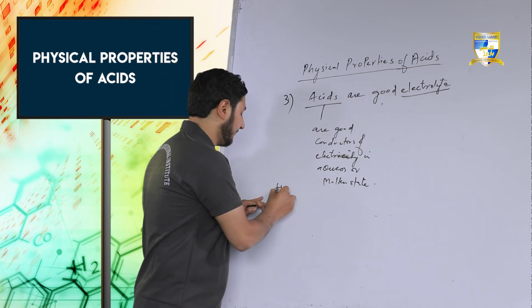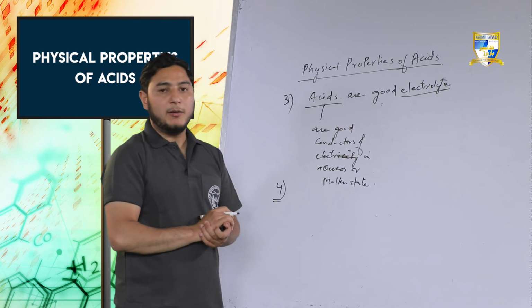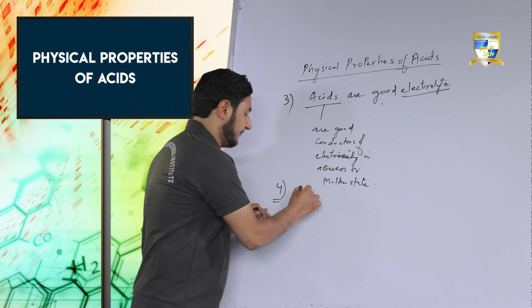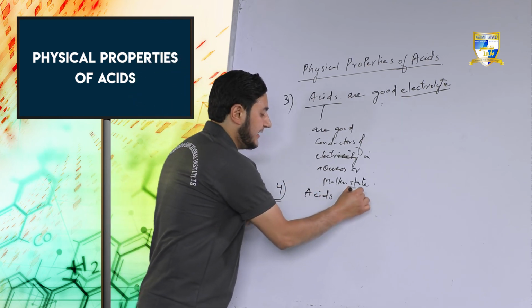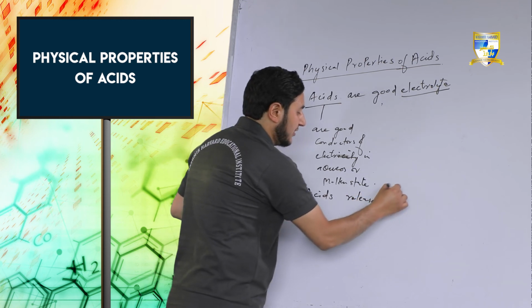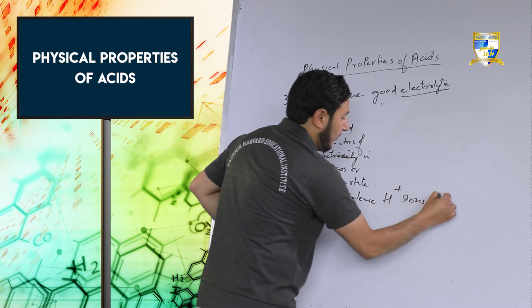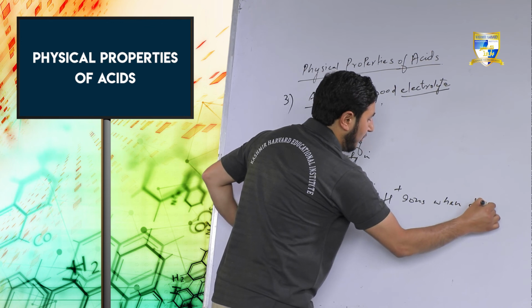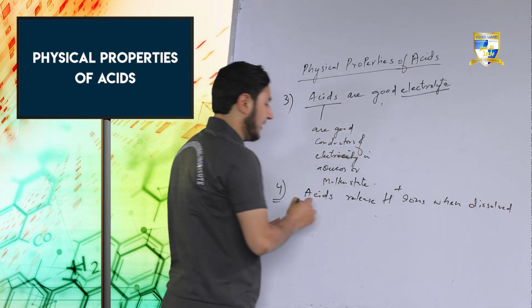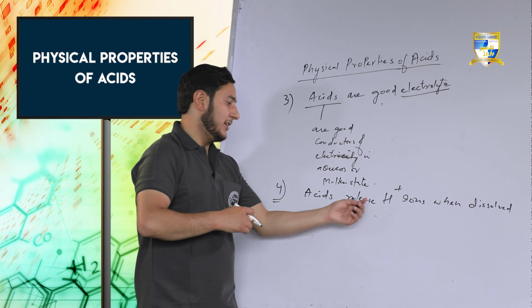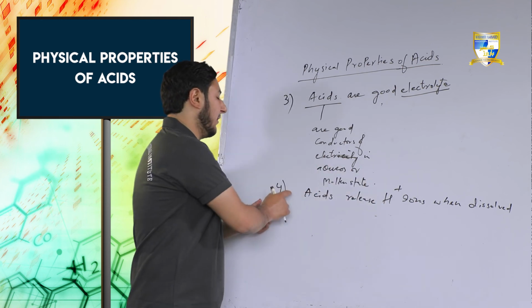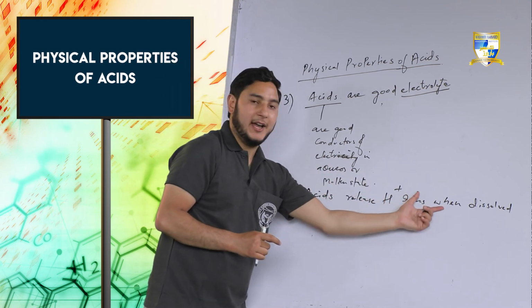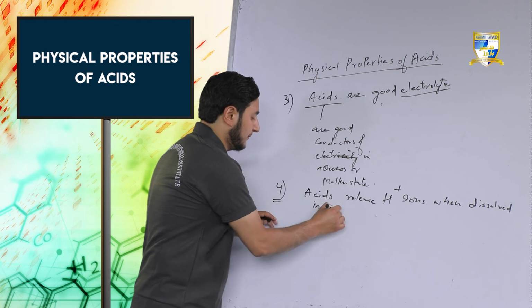Point number 4 being acids release H positive ions when dissolved in water. We all know this. According to Arrhenius, acids are the substances that release H positive ions. This being their property, acids release H positive ions when dissolved in water.